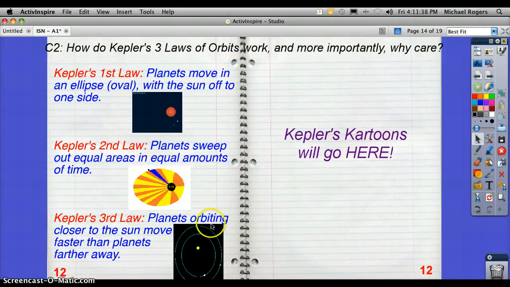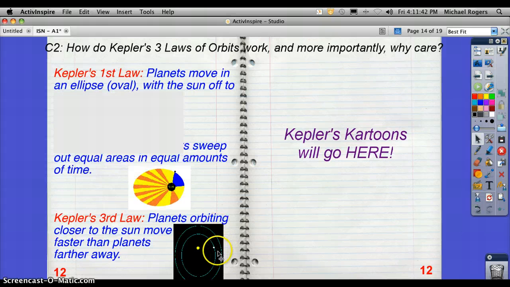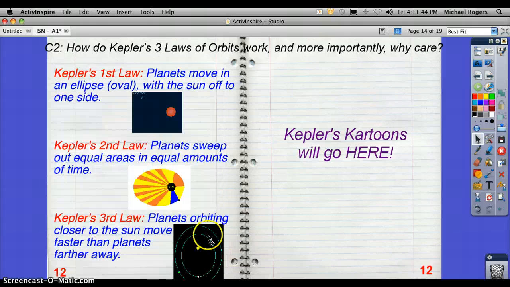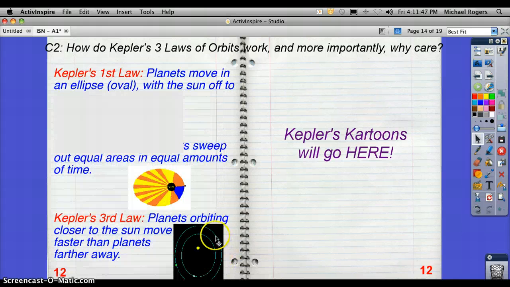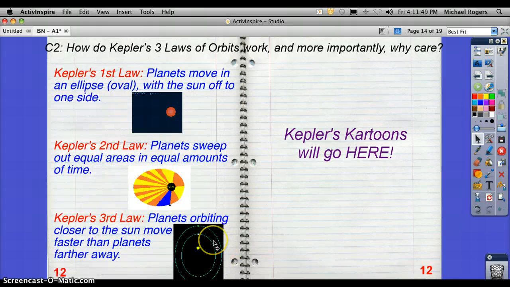The third law is that planets orbiting closer to the sun move faster than planets further away. And so you can see right here, a planet closer to the sun is going to travel faster than the one further away. So it's always comparing one planet to the next.